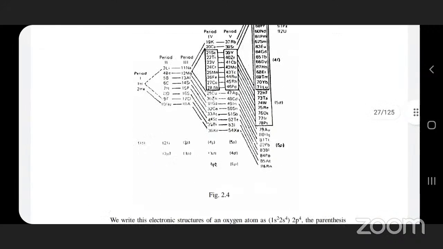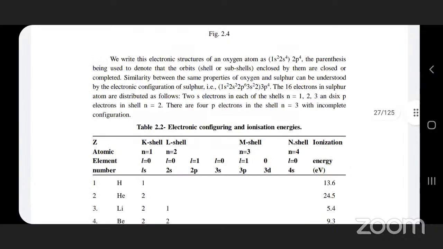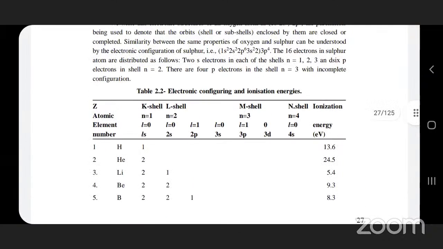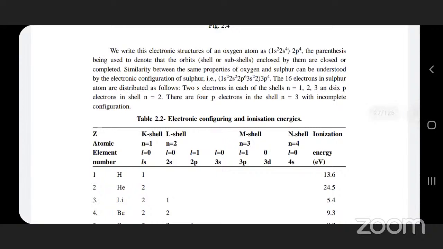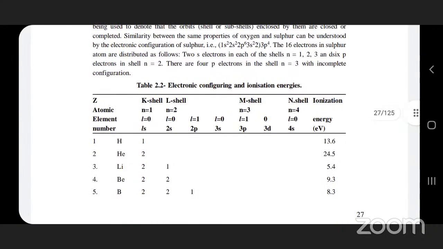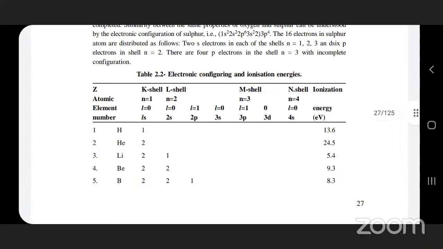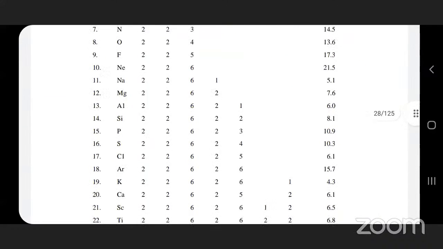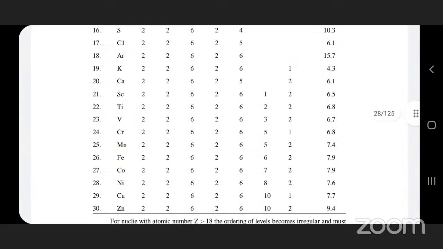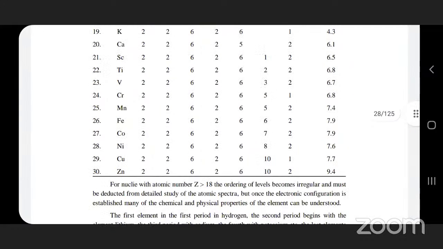This is about the periodic table. This question is not asked at all, but you should know how the electronic configuration and ionization energies vary. For the hydrogen atom, the ionization energy is 13.6. Very, very important, an objective bit.